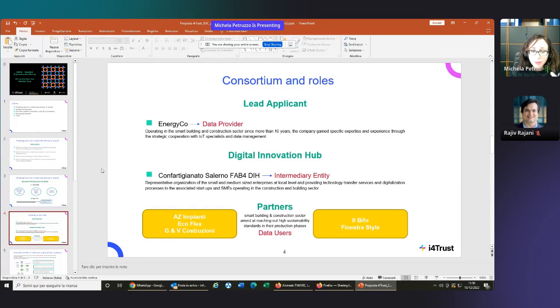The consortium is made up of 6 smart construction companies. The lead applicant is Energico, a company operating in the smart building and construction sectors for 7 years, and which will be the data provider. And then we will have 5 more building construction and smart building companies who will be the data users, and there will be also the digital innovation hub who will act as the intermediary.